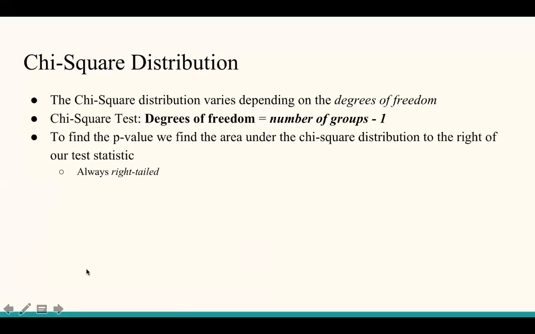So a chi-square distribution is similar to a t-distribution in that it varies based on your degrees of freedom. The way you calculate degrees of freedom here is the number of groups minus 1, which is similar to that of the t-distribution, except it's the number of groups instead of the sample size. To find the p-value for a chi-square distribution, we have to use the area under the chi-square distribution to the right of the test statistic. So when we're calculating that p-value, it'll always be a right-tailed test.